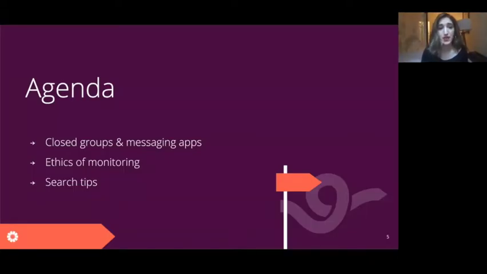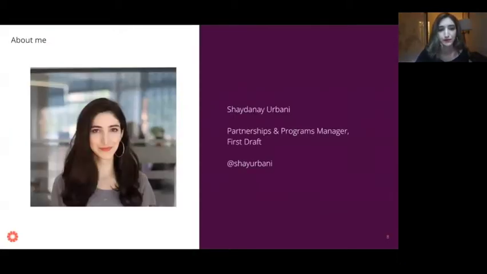This is our agenda. I'm going to talk a little bit about closed groups and messaging apps, why we think about them in the first place. I'm going to talk about the ethics of monitoring, which is a really important topic when it comes to being in these spaces. And then we're going to talk about some quick search tips. So basically our team's top tips when we're looking at these spaces.